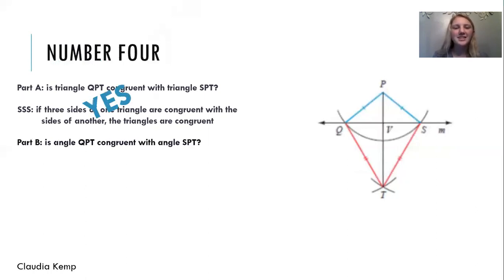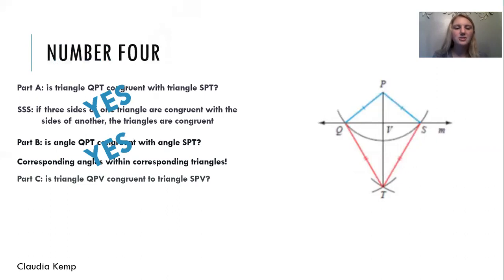Part B asks, is angle QPT congruent with angle SPT? Well, we would use the corresponding angles. Okay, so since these 2 angles are corresponding angles within what we already know are corresponding triangles, then the 2 angles are congruent. Part C asks, is triangle QPV congruent with triangle SPV?